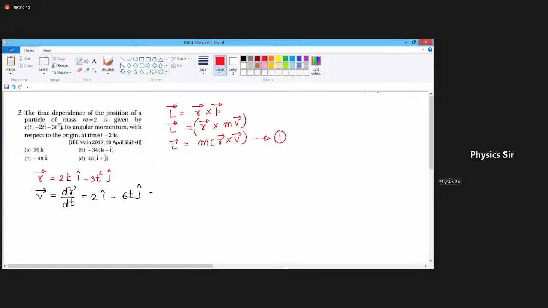So let's find out vector r cross vector v. To find vector r cross vector v, I can use a determinant: i cap, j cap, k cap. When I look at r, this is 2t. For j, this is minus 3t square. For k it is 0. When I look at the vector v, it is 2, this is minus 6t, this is 0.